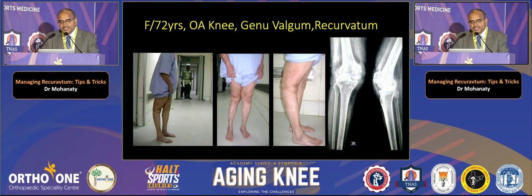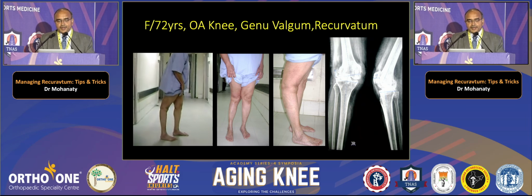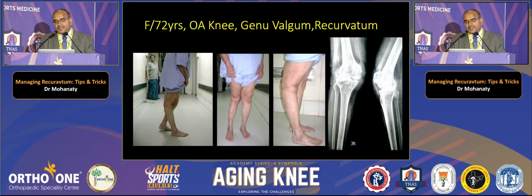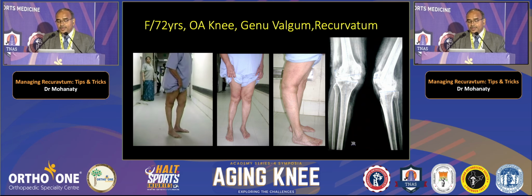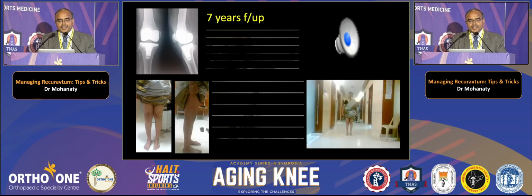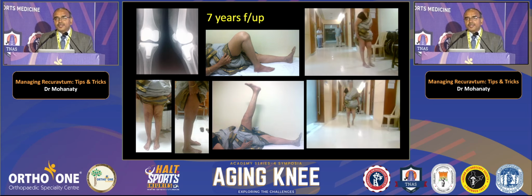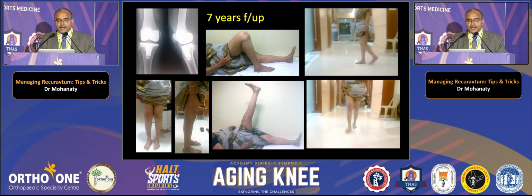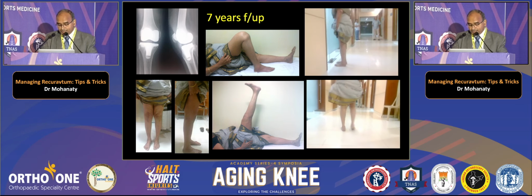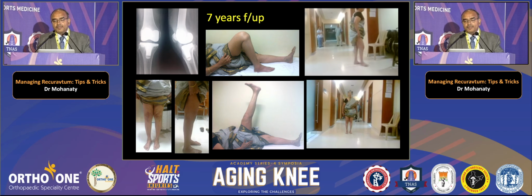So this is a patient, 72 years old female, osteoarthritic knee, genu valgum. That is her pre-operative gait. That is the X-ray showing almost 30 to 40 degrees of genu valgum deformity with a hyperextension, and with just less distal femoral resection and doing a posterior stabilized knee, that is the outcome of this patient with the full range of movement, restoration of the balance of the joint. That is the 7-year follow-up of this patient.